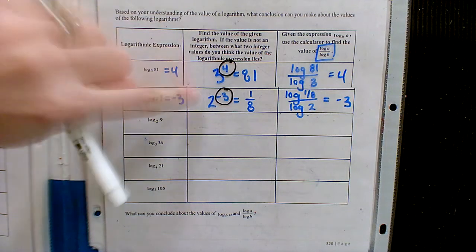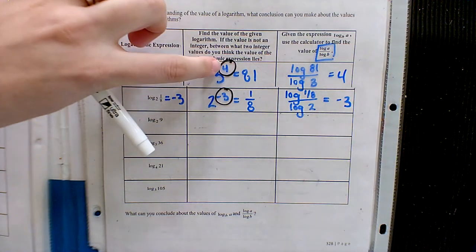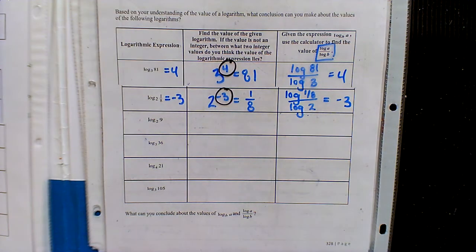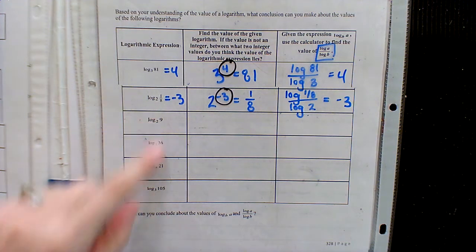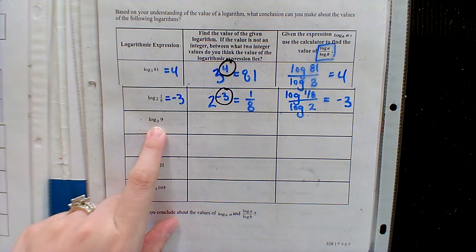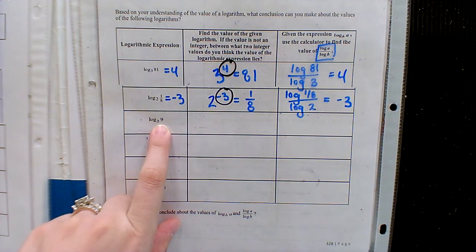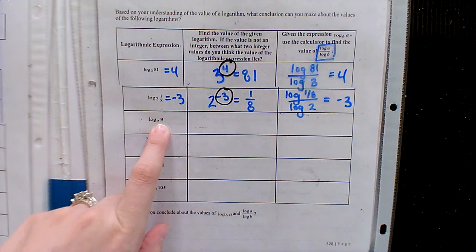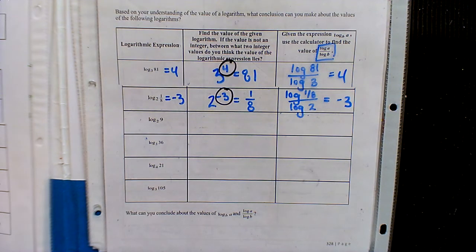Now these first two were kind of easier for us because we were actually able to get an integer value for this logarithm, but some of these other ones might be a little tricky. For instance, what power can you raise 2 to get 9? That might not be an integer or a whole number, but can we guess what the answer should be between, if you're thinking about your powers, or what it should be close to?